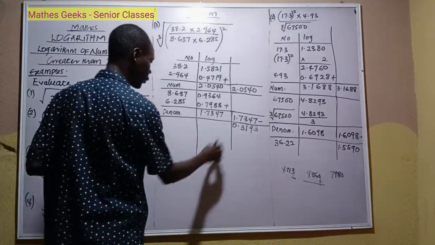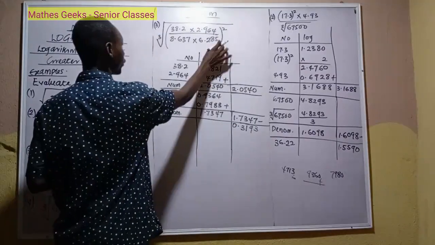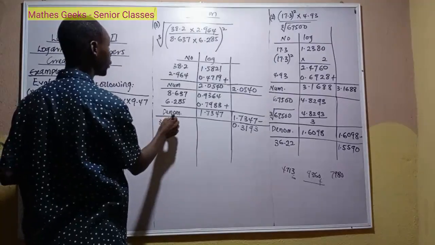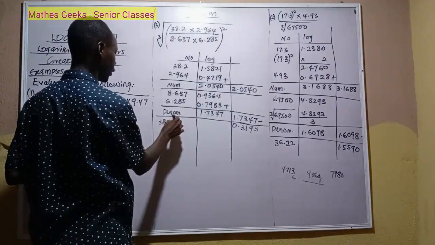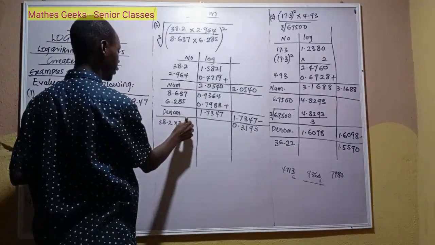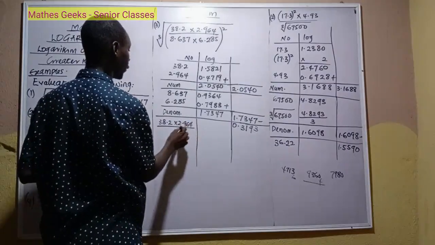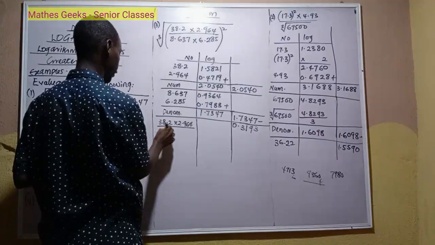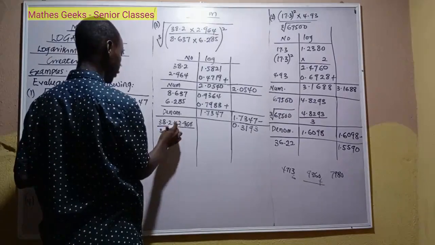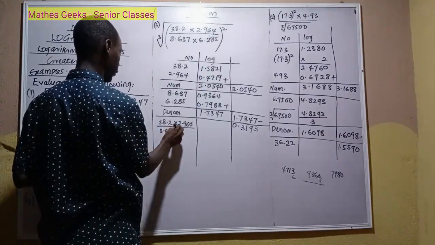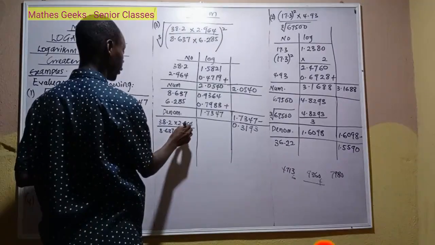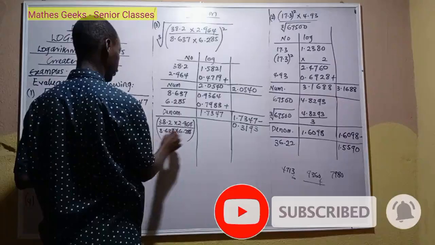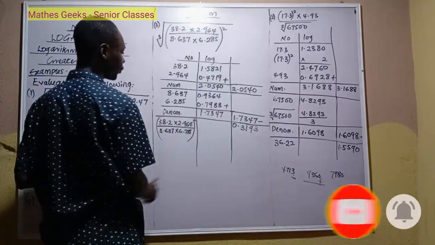So we're going to multiply. So this part here, we're going to do this part now. And we write 8.2 times 2.964 over 8.637 times 6.285 all raised to power 2.